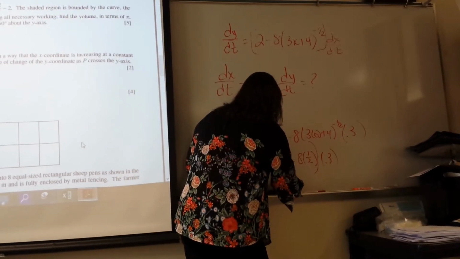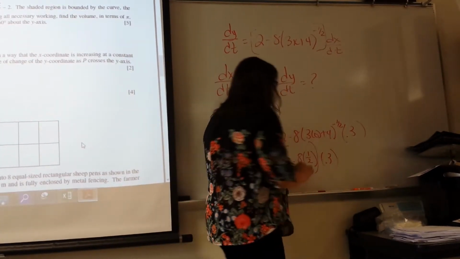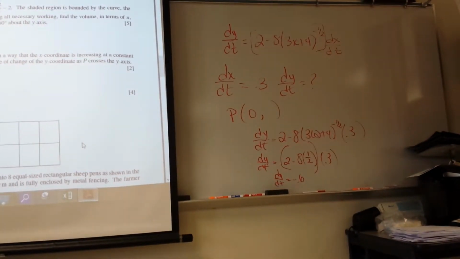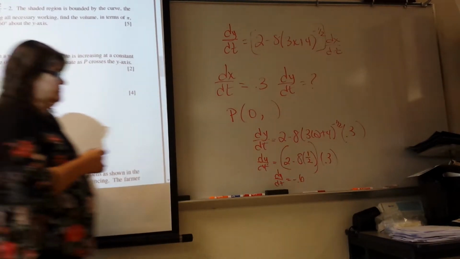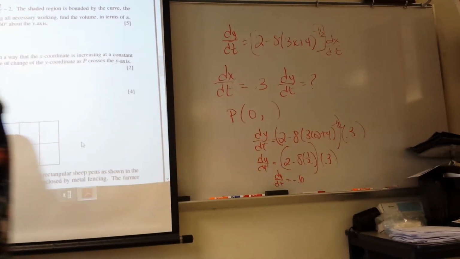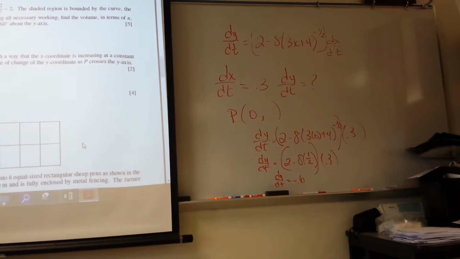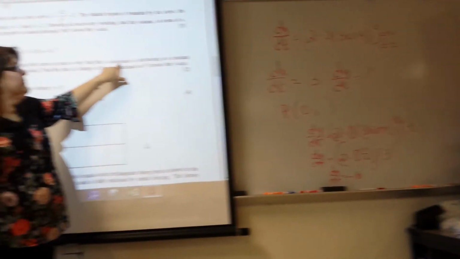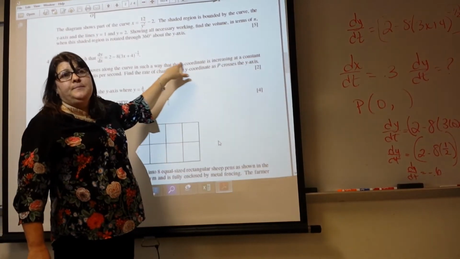I think I did something wrong. What did you do? 0 times 3, 0. This whole thing is done before you multiply by 0.3. Does that change it? We use dy over dt and dx over dt because something is increasing, changing over time. Related rates.